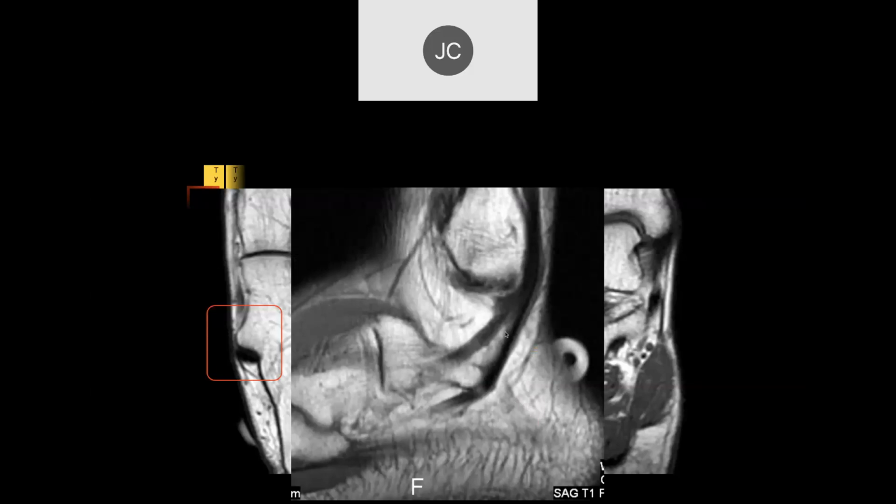And if you see here, this kind of bowstrings the peroneus longus, and therefore with flexion and extension, you can see that this hard structure could rub against the longus, producing tendinopathy and symptoms. And here's a marker showing right next to where the symptoms were. And you can see a little bit of signal intensity here within the peroneus longus. So that's a peroneal tubercle.